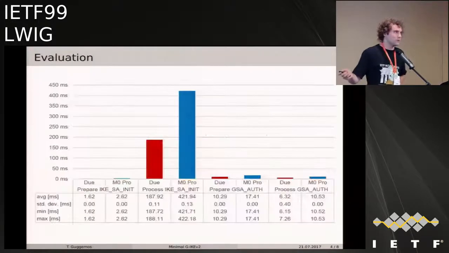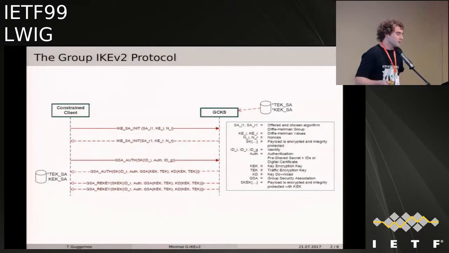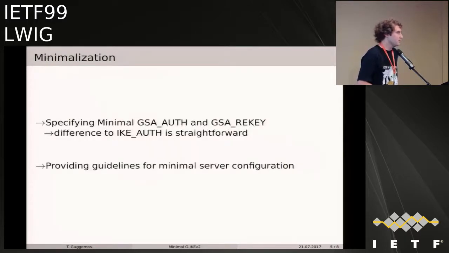This thing only happens once at the beginning of the session, so that's a reasonable amount of time, I guess, for establishing a group communication. What could we do for minimalization for this? I think pretty much everything is done by minimal IKE already, except that there is a bit of modification from the IKE auth to the GSA auth and the GSA rekey, just because it has another meaning here. And it would also be helpful to have recommendations on how to configure the server so that the actual group SA auth message is minimal as well.